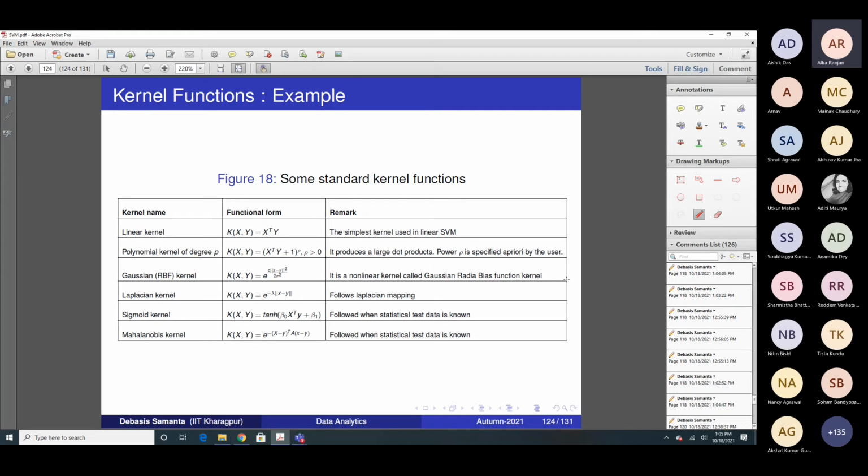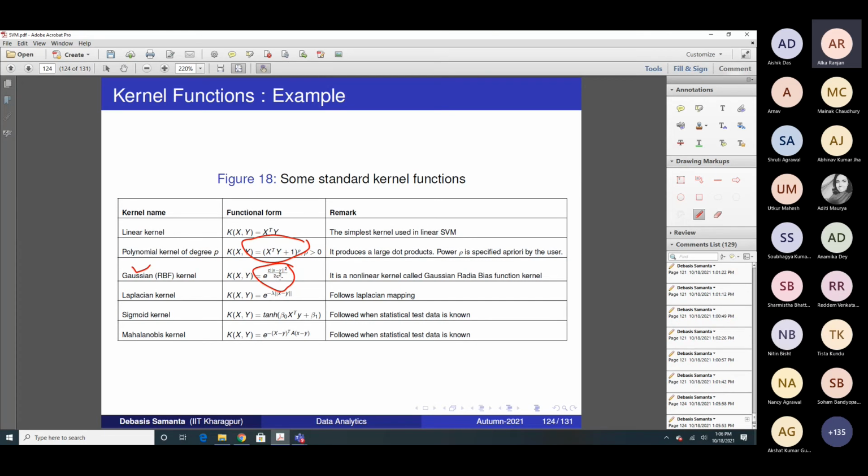Another is the polynomial kernel of degree rho. The rho value needs to be understood for your data. There is some methodology by which rho can be computed. Once you know rho, you can calculate the kernel value, following this representation. And there is the Gaussian RBF, called the radial basis kernel, a very popular kernel which takes this form. It is the Gaussian kernel.